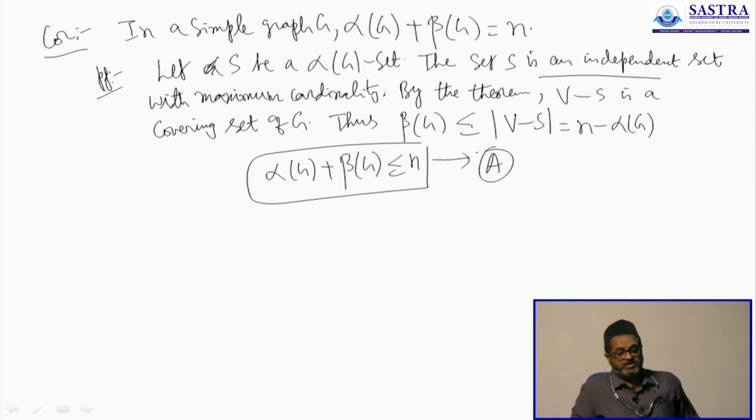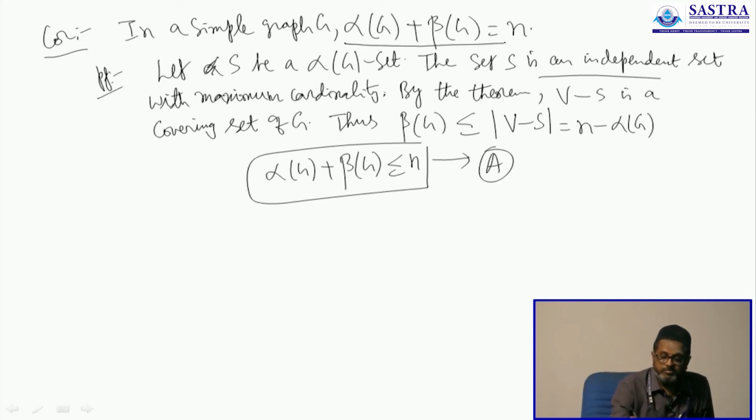So if you take an independent set, then its complement is going to be a covering set, and because of this we have the inequality alpha of G plus beta of G less than or equal to n. But in the theorem I have to show that alpha of G plus beta of G is equal to n. So I have to prove the inequality alpha of G plus beta of G is greater than or equal to n.